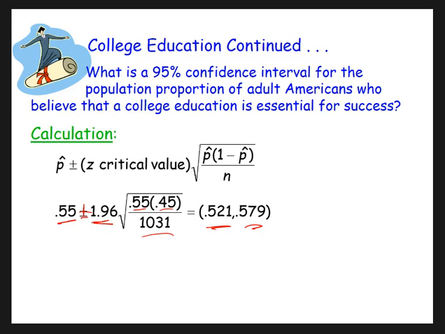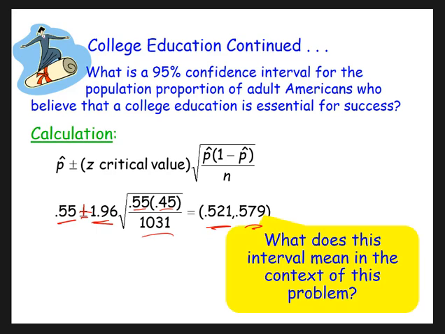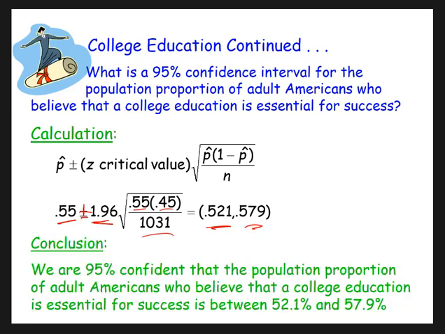What that's saying is, since that is all greater than 0.5, we're 95% confident that more than half have faith in the college education. So our conclusion: we are 95% confident that the population proportion of adult Americans who believe that college education is essential for success is 52.1% to 57.9%.